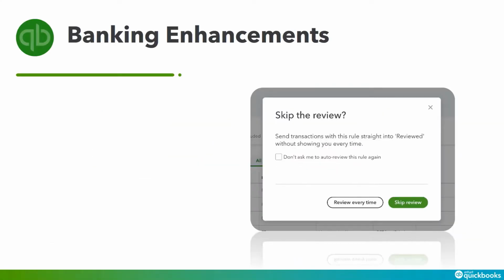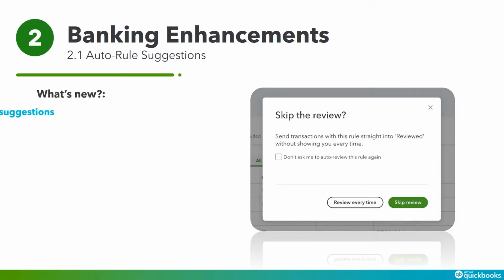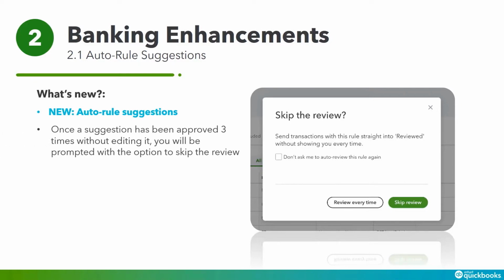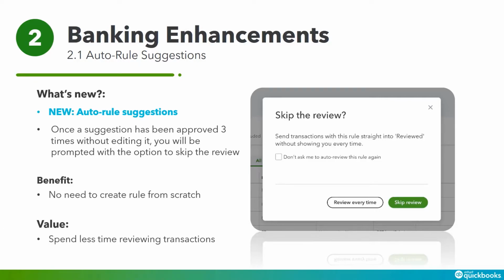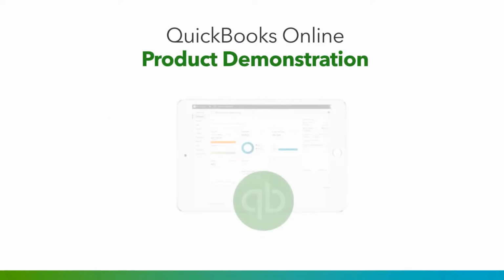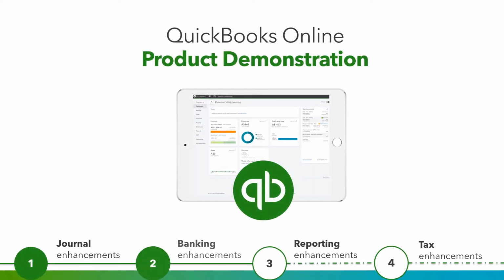Our next update is auto rule suggestions. QuickBooks Online uses technology to learn from your interactions with it. Now, if you approve a rule suggestion 3 times without making any edits, QBO will learn from this and suggest you create an auto rule. This will save you time and energy, and there's no need to create a rule from scratch. I'll hand it over to Steve to give us a look at this new update.